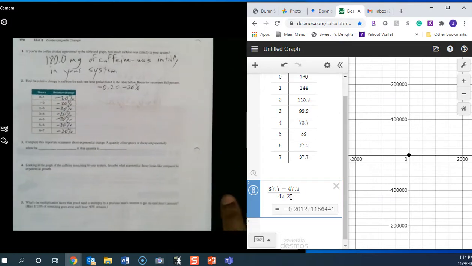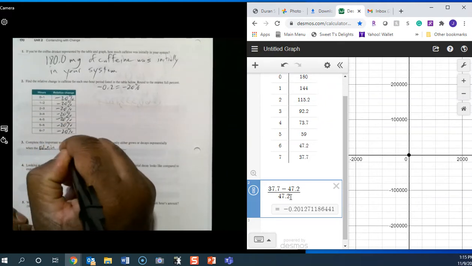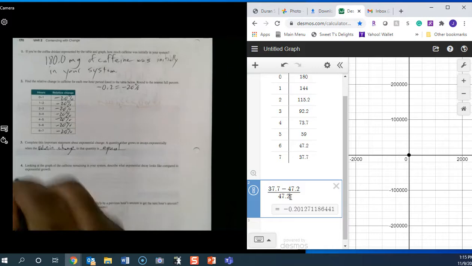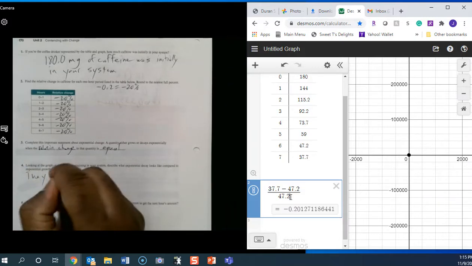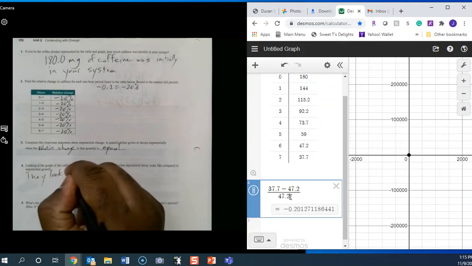Okay, number 3. It says, complete this important statement about exponential change. A quantity either grows or decays exponentially when the relative change in the quantity is equal. And number 4, looking at the graph of the caffeine remaining in your system, describe what exponential decay looks like compared to exponential growth. They look like opposites.